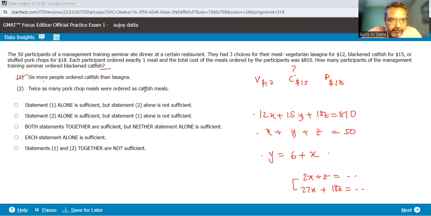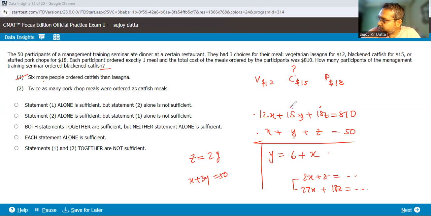Twice as many pork chop meals were ordered as catfish meals. Now the pork chops z is 2 times catfish, which means y. Z is 2y. If I plug in that, x plus 3y is 50. Z is 2y, so 36y, 36 plus 15 would be 51. 12x plus 51y is something. Again, sufficient. So each statement is sufficient by itself.